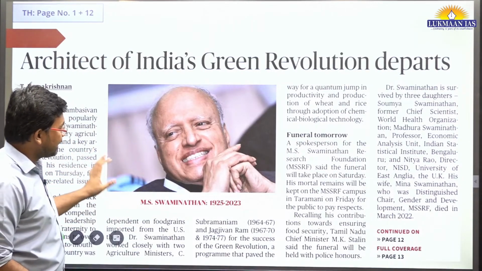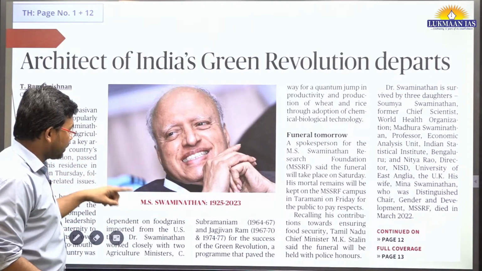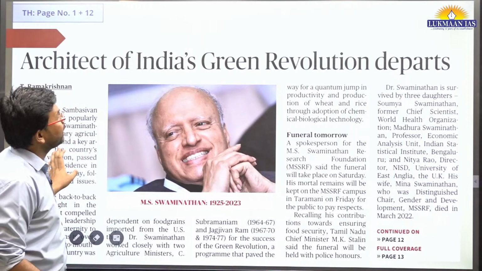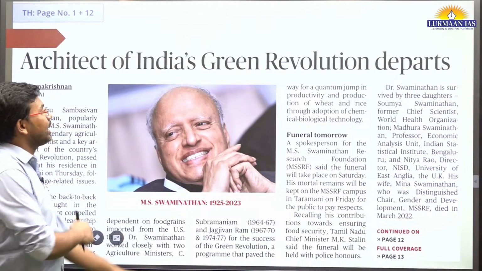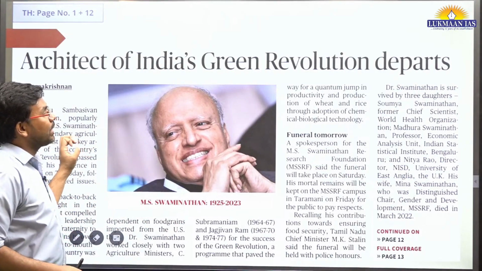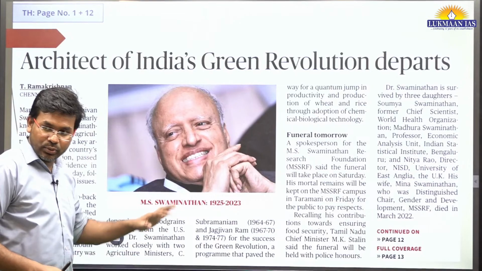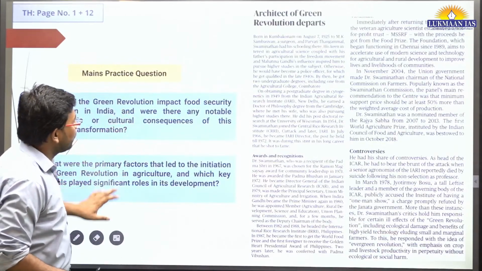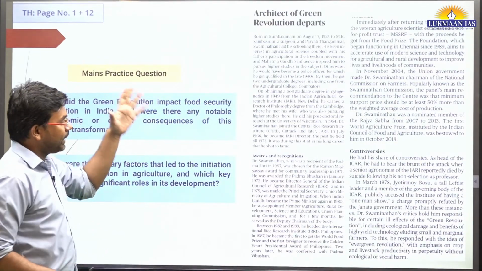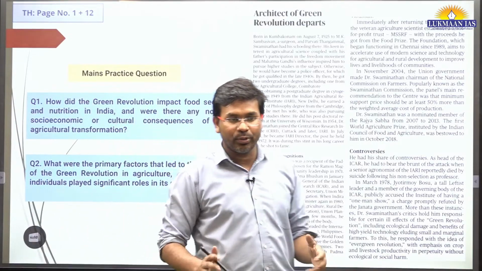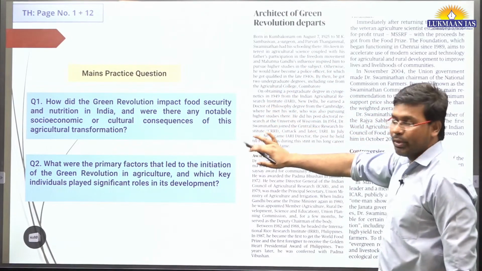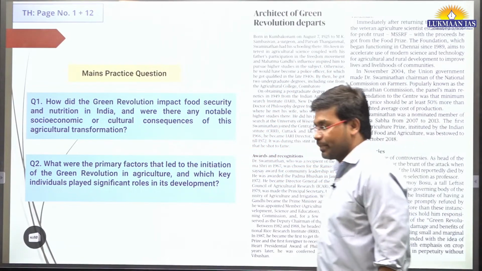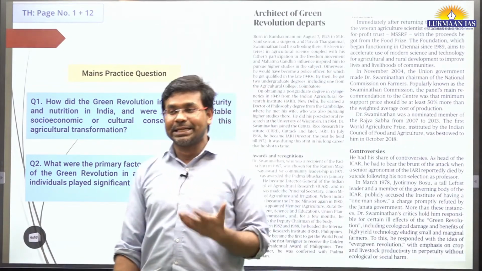They say that for the success of the Green Revolution program that paved the way for a quantum jump in productivity and production of wheat and rice through adoption of chemical biological technology. There were many pages, so many articles are there. I'm going to discuss a little from all topics. We have included 2 questions related to Green Revolution, so we need to understand what is Green Revolution.